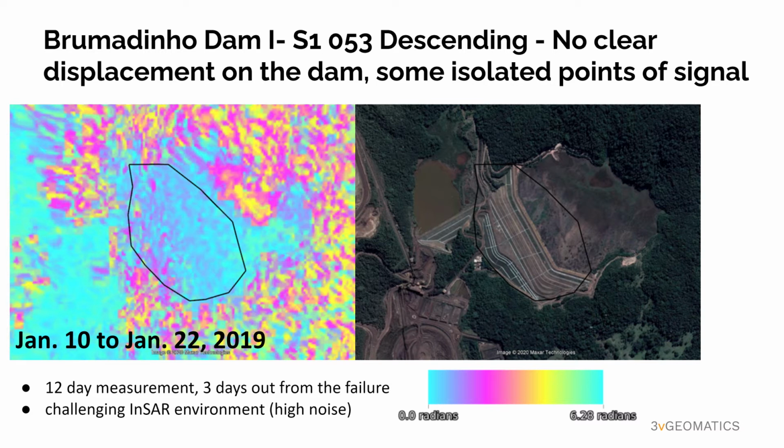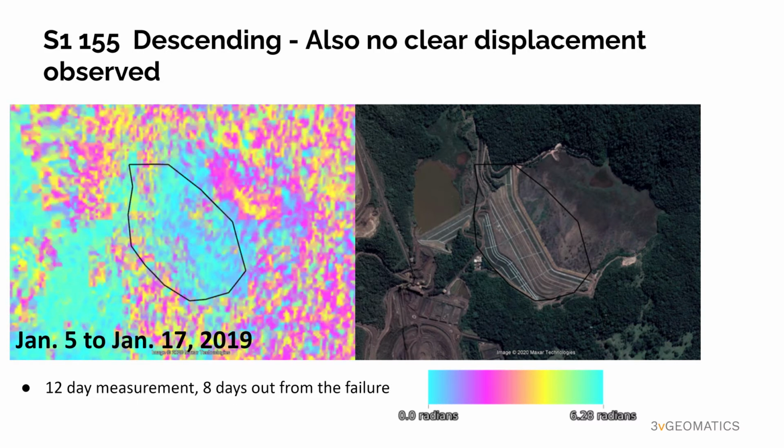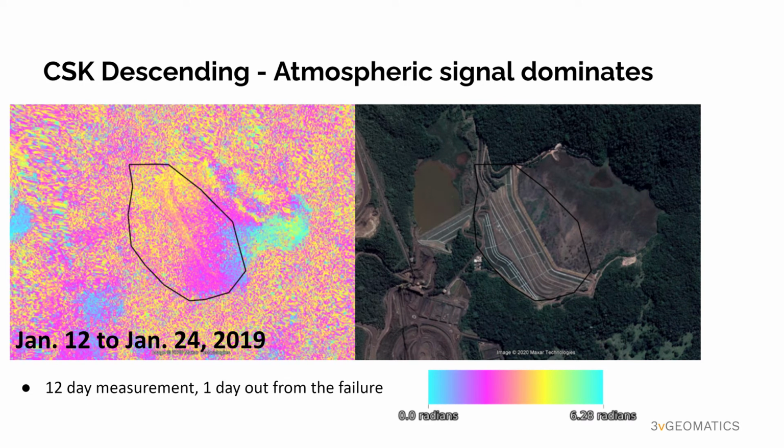You can also see in the back of the tailings a consistent purple-yellow signal corresponding to settlement of the tailings. The second Sentinel, the TSX. And finally, the CSK. A large signal is visible across the dam. Due to its size and shape, it is likely an atmospheric signal.